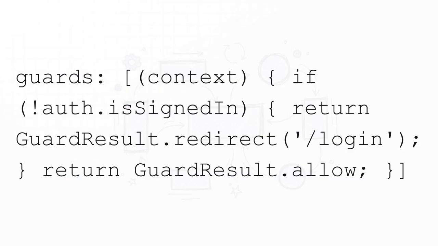And here's what that looks like in the code. This is the absolute classic example, right? Protecting routes that require a user to be logged in. You just add this guards list to your router. Inside, there's a function that checks, hey, is the user signed in? If not, boom, we return a GuardResult.redirect and send them off to /login. If they are signed in, we just return GuardResult.allow. It's a super clean and effective way to lock down parts of your app.